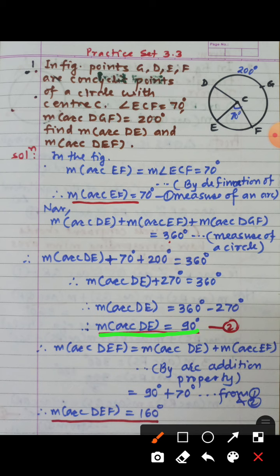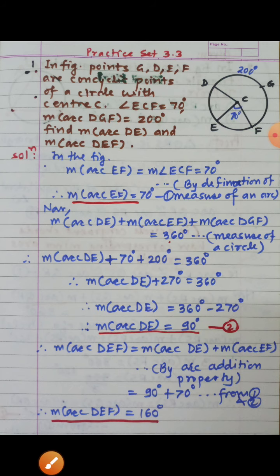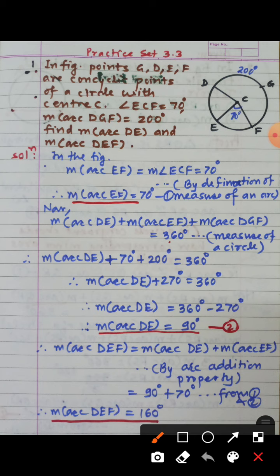Again, measurement of arc DEF is equal to measurement of arc D plus EF. See in the figure, D plus EF, we get arc DEF. So by arc addition property, it is equal to D is 90 degree and EF is 70 degree. So addition comes 160 degree. Therefore, measurement of arc DEF is equal to 160 degree.